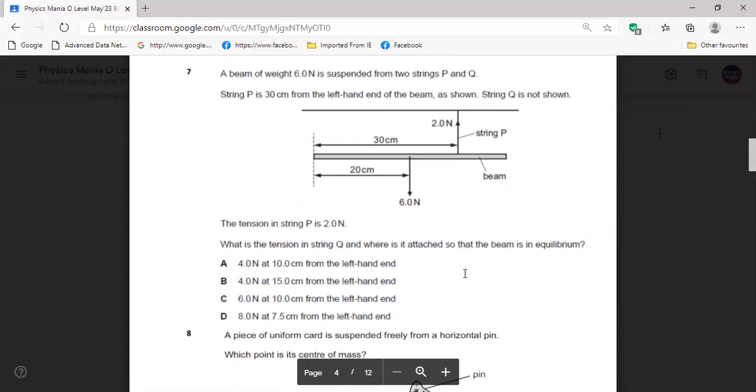The beam of weight 6 Newtons and length 6 meters is suspended from two strings P and Q. P is 30 centimeters from the left-hand end of the beam, as shown. Q is not shown. The tension in string Q is 2 Newtons. What is the length of string Q and where is it attached so that the beam is in equilibrium?